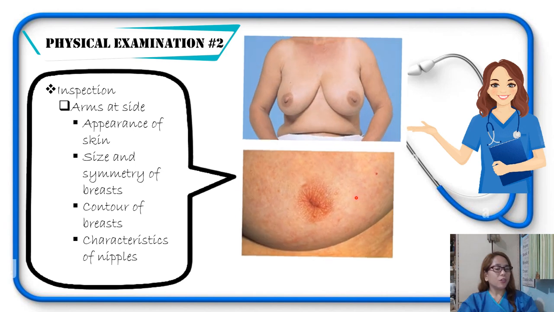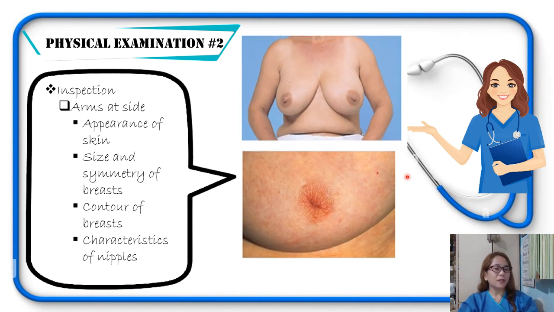Okay, to properly assess the breast of the patient, you have to ask the client to put her arm on the side. Okay, so again, the first technique that you will use is inspection. You have to inspect for the appearance of the skin. If there is redness for a light complexion client, or there is a deeper pigmentation in a dark skin client, that could be a sign of a local infection or inflammatory carcinoma. Okay, so if there is thickening or prominent pores, it could suggest a breast cancer, no?